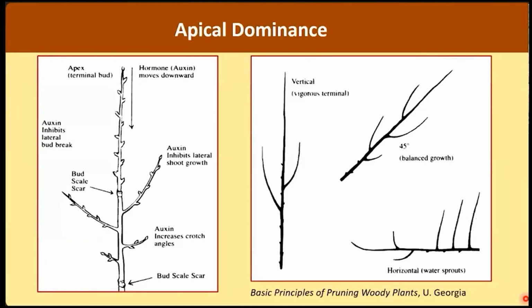So let's begin with the concept of apical dominance. This is the principle behind how plants respond to pruning. It begins with auxin, which is present in very high concentrations near the tip of a bud. Auxin's job is to prevent buds below from developing. Auxin moves by gravity. So in a vertical branch, the effect of auxin is the strongest. In the angle, the effect is moderate. And in a horizontal branch, the effect is almost non-existent.